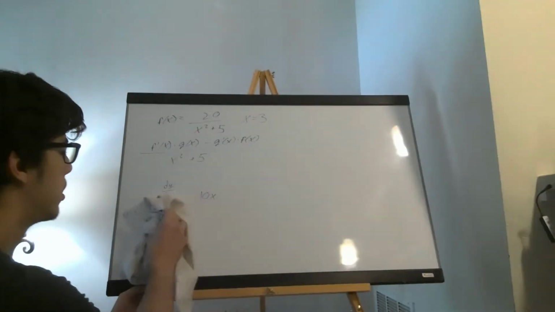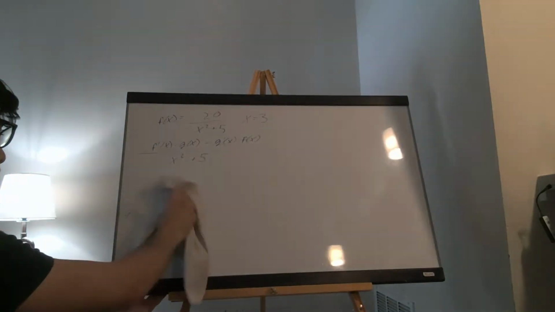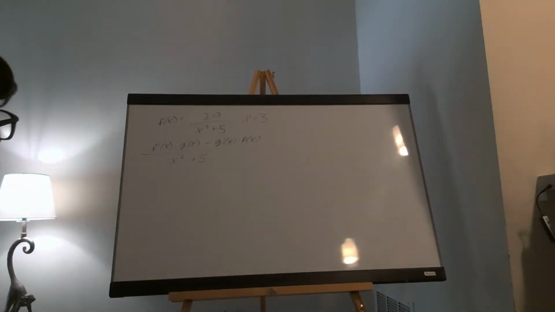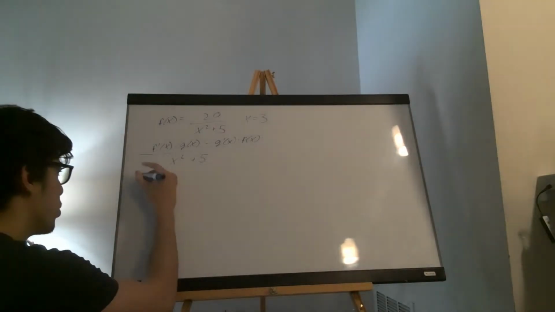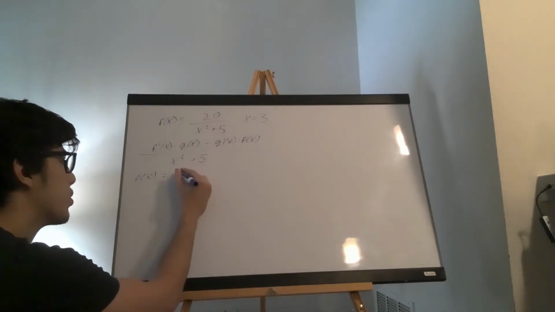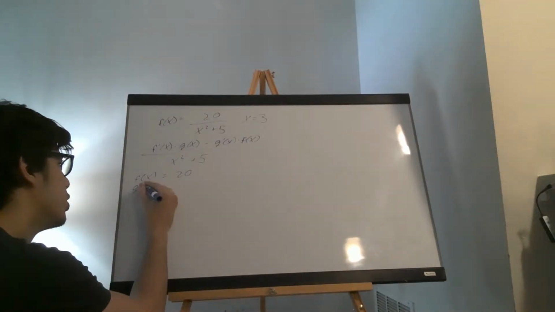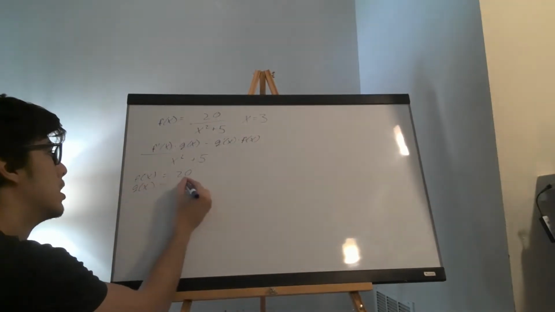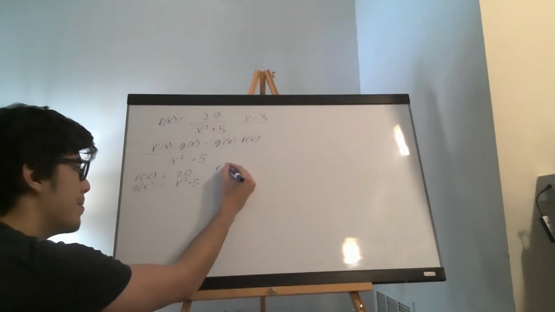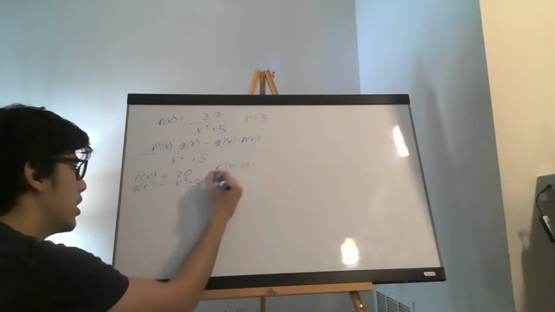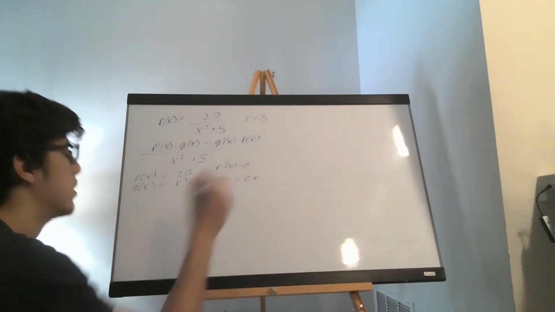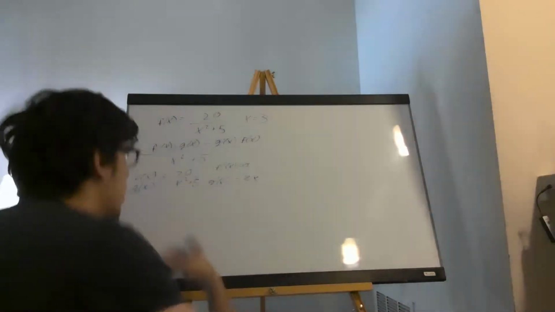All right, so now back up to this quotient rule right here. So let's identify some factors here. We got f of x equals 20, g of x equals x squared plus 5, f prime of x equals 0, and then g prime of x equals 2x. So let's just plug and chug now.